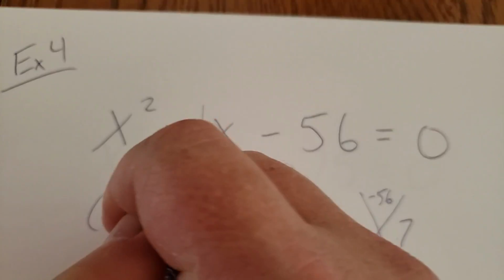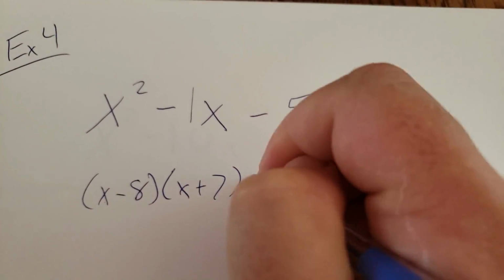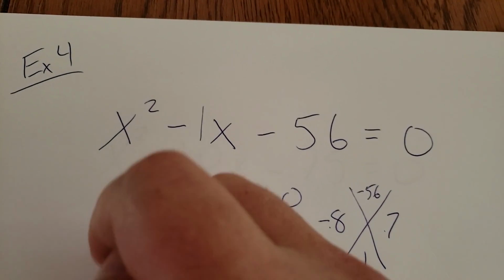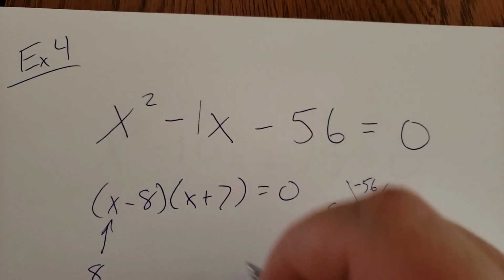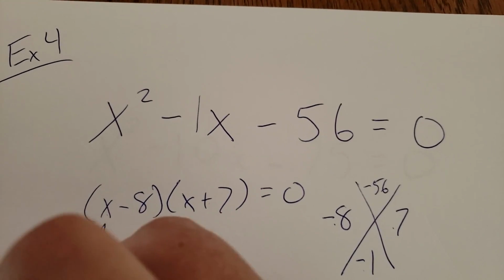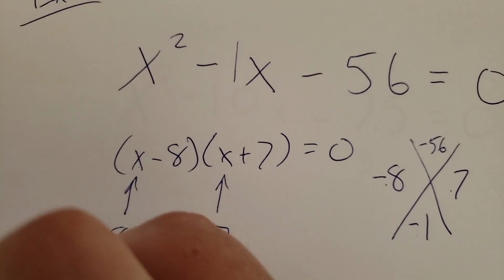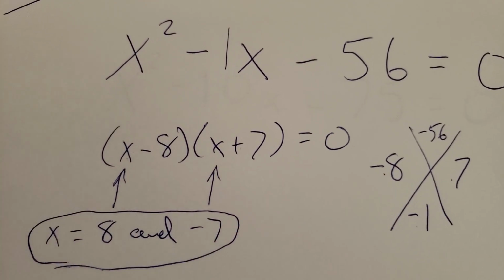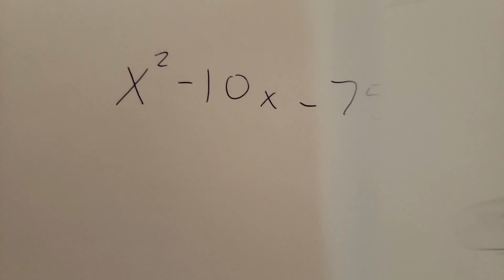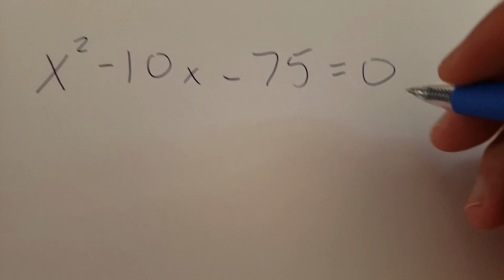So x minus 8, x plus 7. Additive inverse of negative 8 is 8. Additive inverse of 7 is negative 7. So x is equal to 8 and negative 7. Okay, pause it. Do the try this, and this is the last one. Okay, so you should be paused.